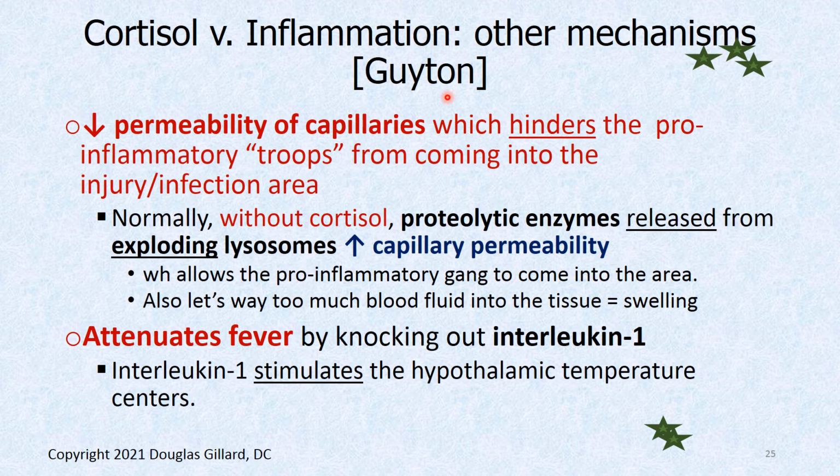Okay, what else here? And then inflammation too. An inflammatory process will increase capillary permeability. Tons of blood fluid will dump into the interstitium, and then you get a lot of swelling in there. We don't want that. That's got to be cleaned up as well. So by decreasing capillary permeability, you don't let the troops move in, and you don't let blood fluid get out of the blood and overload the interstitium. It also, if you have a fever going on, knocks out fever. Interleukin 1 is responsible for that.